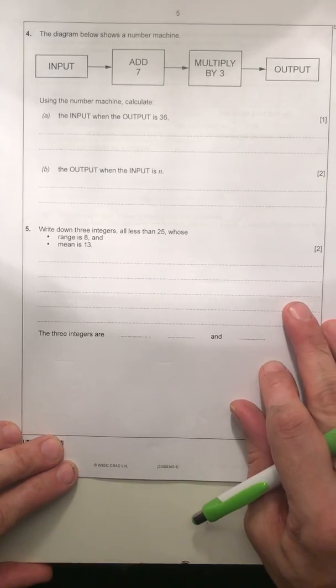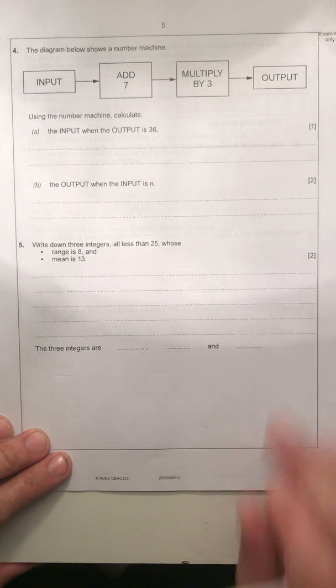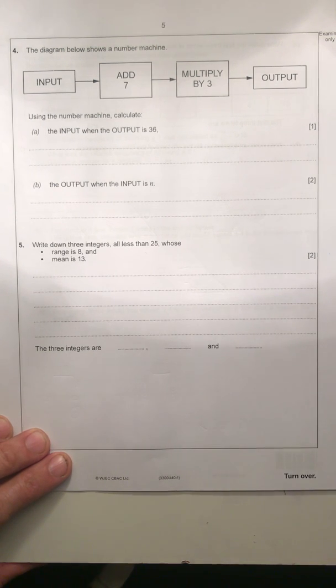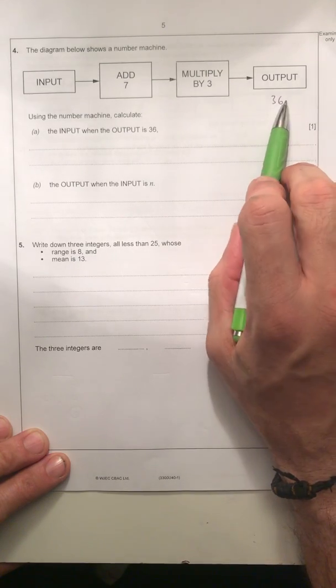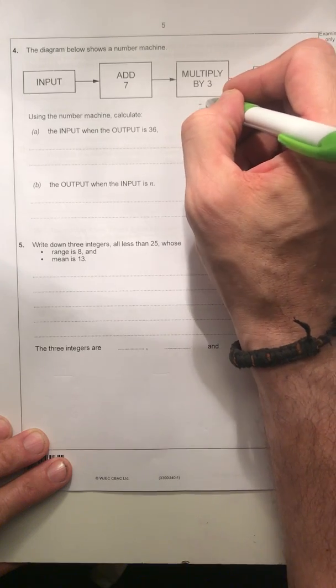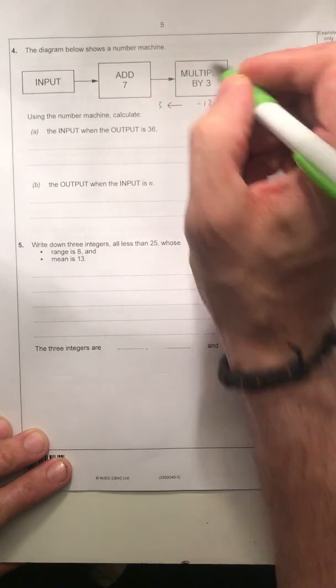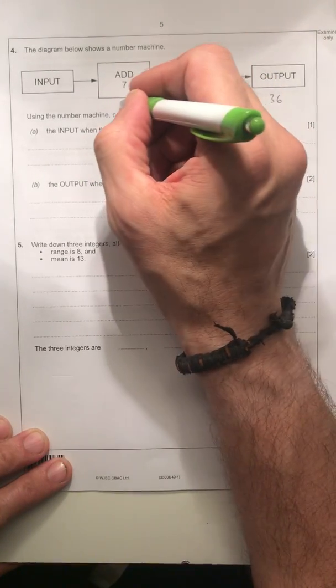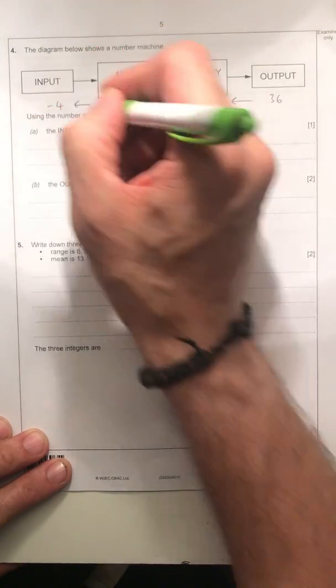Okay, question 4. The diagram shows a number machine: input, then you've got to add 7, multiply by 3 to get your output. So it says, using the number machine, calculate the input when the output is 36. If you're given the output, the easiest way to do these is to work backwards and do the opposite. So if I'm starting with 36, instead of multiplying by 3, I'm going to divide by 3, and I'm going the opposite way, that would give me 3. And then instead of adding 7, I'm going to take away 7. So that means that my input would have been minus 4.